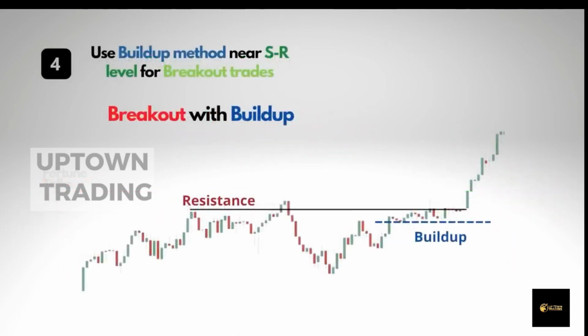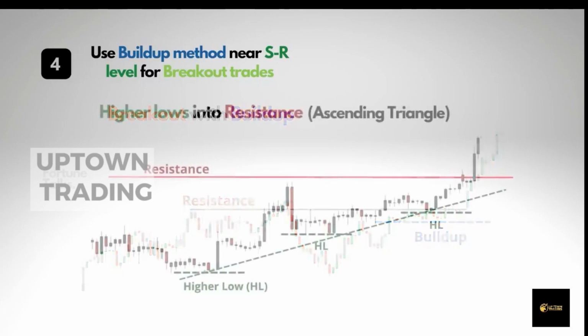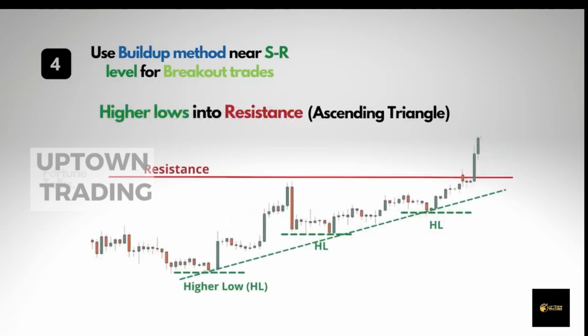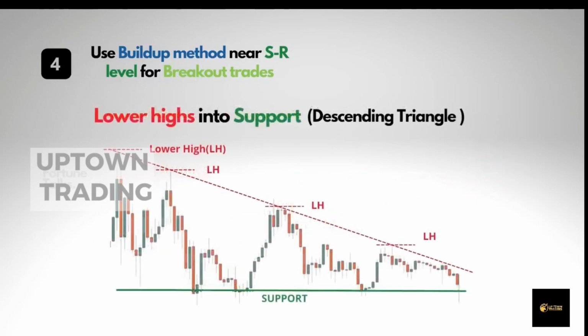And the final point to keep in consideration is that you have to look for a price build-up at the market structure, which may be a tight consolidation near the area of value, or higher lows into the resistance similar to an ascending triangle, or lower highs into the support similar to a descending triangle, which are credible enough patterns that can give you high probability breakout trades.